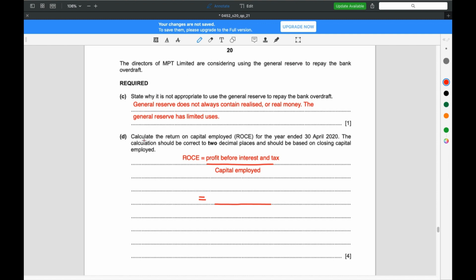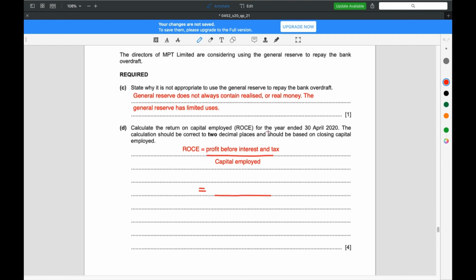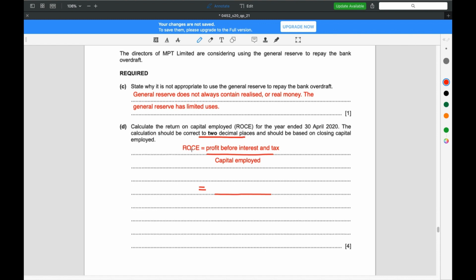So in part D, it says calculate the return on capital employed. The calculation should be correct to 2 decimal places. The return on capital employed is the profit before interest and tax divided by capital employed. So what is capital employed? Capital employed is your total assets minus your current liabilities. This is the formula for the capital employed.